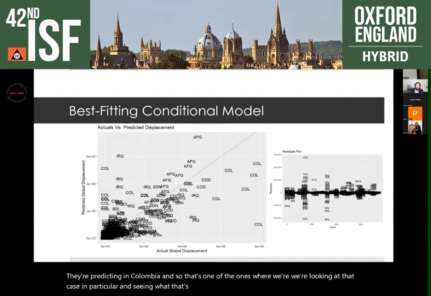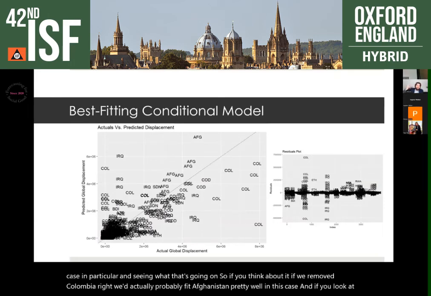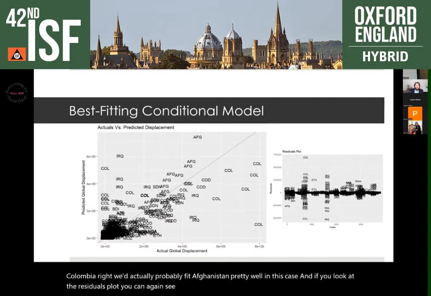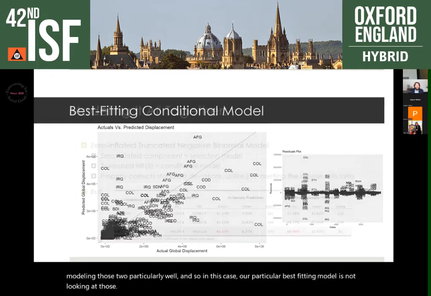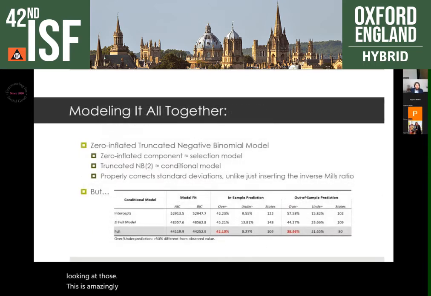If you think about it, if we removed Colombia, we'd probably fit Afghanistan pretty well. And if you look at the residuals plot, you can again see Colombia and Iraq are the really big offenders as far as not modeling those two particularly well. So in this case, our best fitting model is not handling those issues amazingly well, modeling it all together here.